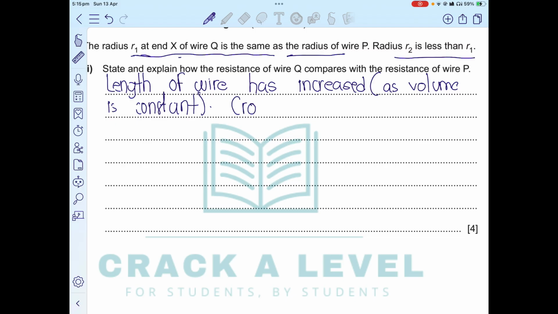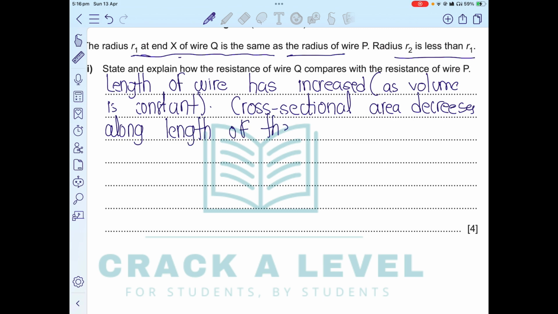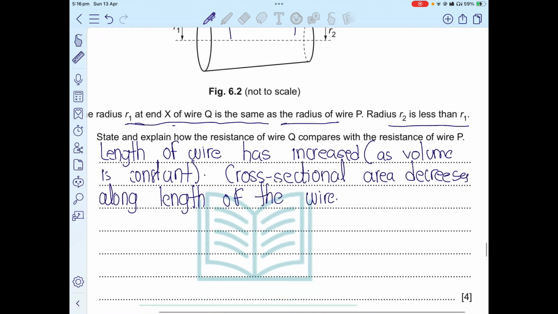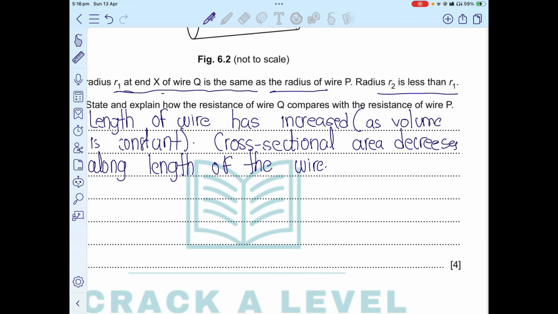We also see that the cross-sectional area decreases along the length of the wire. So basically, as we move from one end to the other end, you see the cross-sectional area decreases. Then resistance is directly proportional to the length.